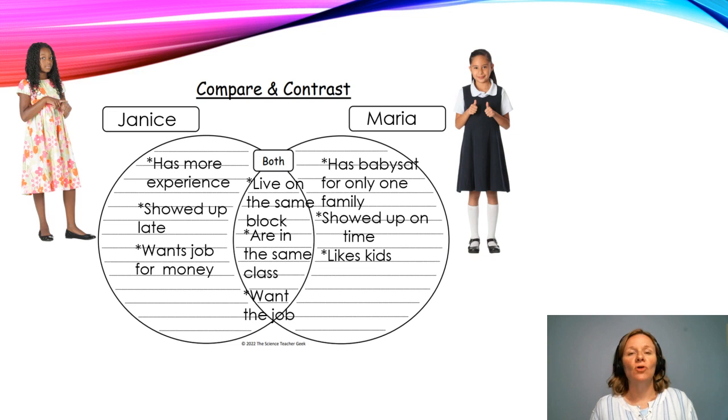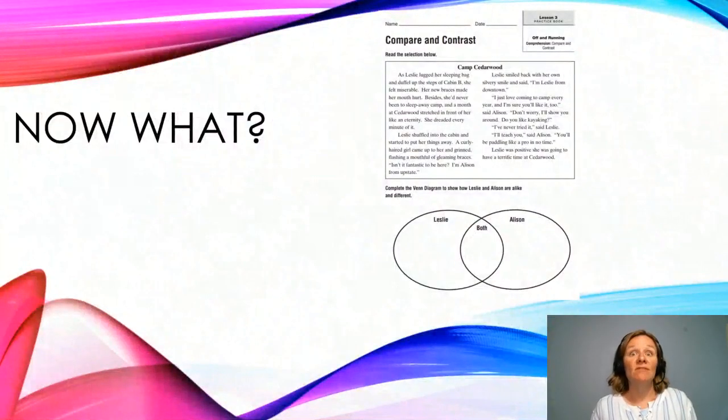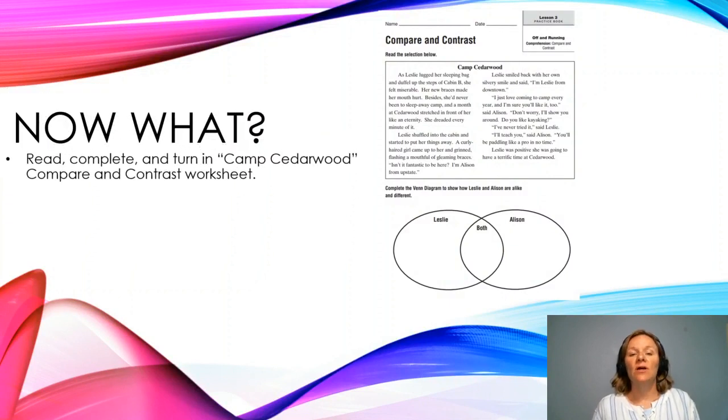All right, so we have a few last things here. What you're supposed to do this evening is Camp Cedarwood. Read, complete, and turn in Camp Cedarwood. This is another compare and contrast worksheet. You're going to read this little short story yourself. You're going to use your Venn diagram and record how the characters are alike and how they are different. Remember, the ways they are alike go in the middle, and on the outside, with their names, Leslie and Allison, you're going to put how they are different.